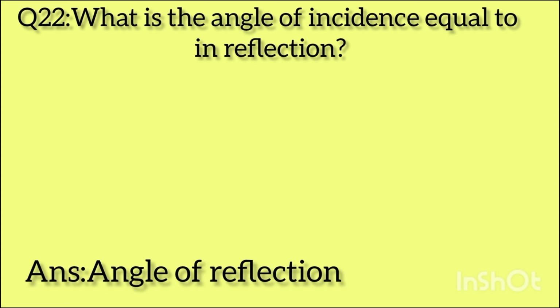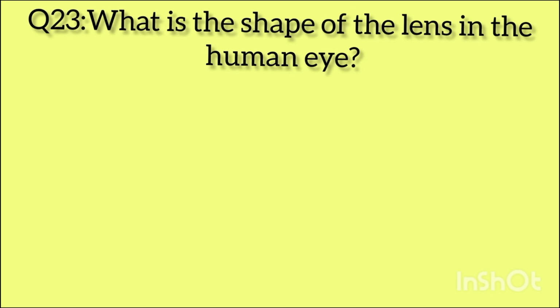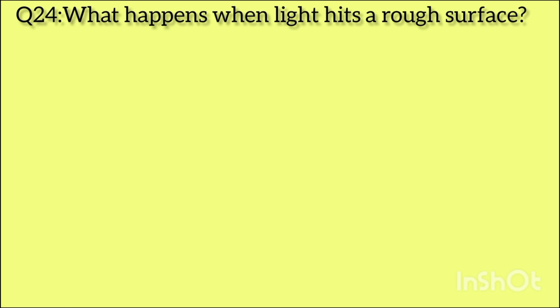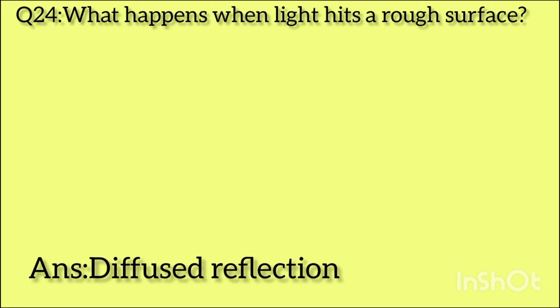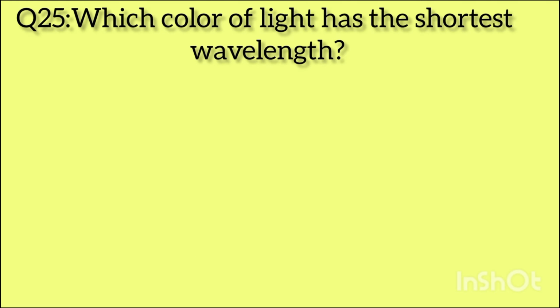Question 22. What is the angle of incidence equal to in reflection? Answer: angle of reflection. Question 23. What is the shape of the lens in the human eye? Answer: convex. Question 24. What happens when light hits a rough surface? Answer: diffused reflection.